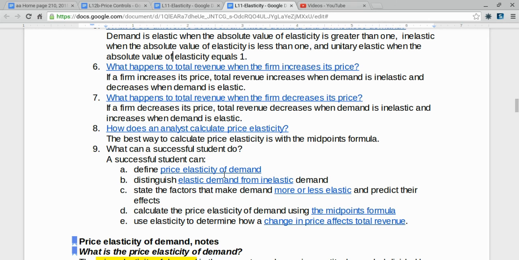Number 8, the best way to calculate price elasticity is with the midpoint formula, and we'll walk through an example of that later on in the notes.